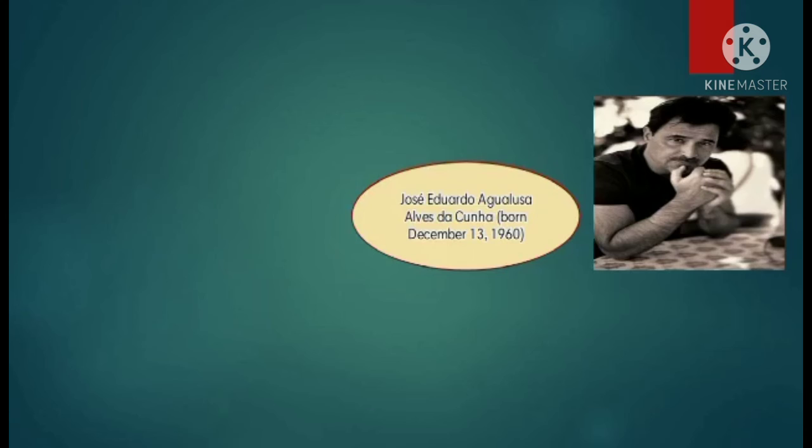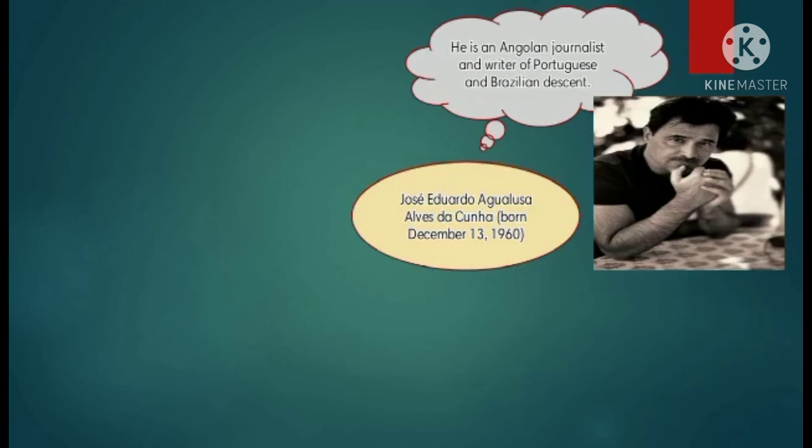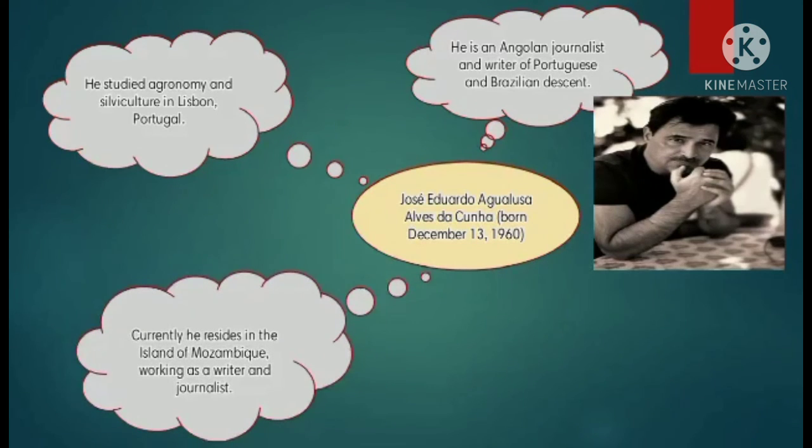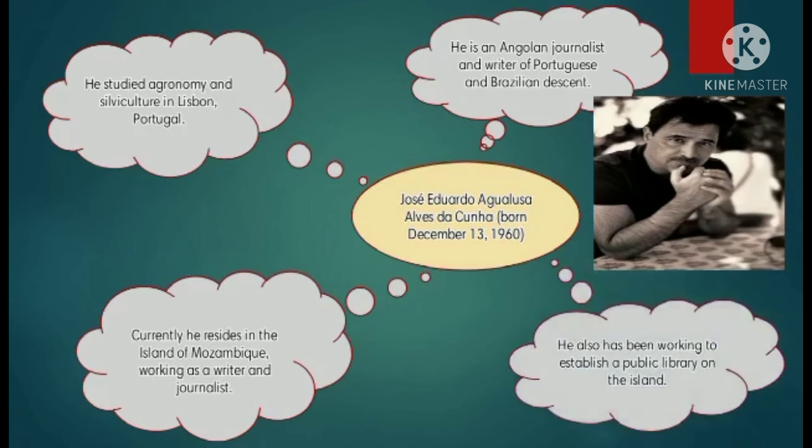Lastly, Jose Eduardo Agualusa Alves da Cunha, born December 13, 1960. He is an Angolan journalist and writer of Portuguese and Brazilian descent. He studied agronomy and silviculture in Lisbon, Portugal. Currently, he resides on the island of Mozambique, working as a writer and journalist. He has also been working to establish a public library on the island.